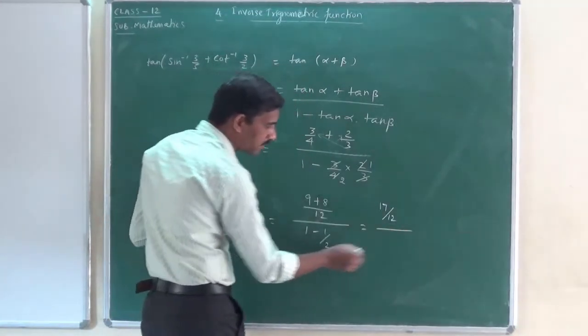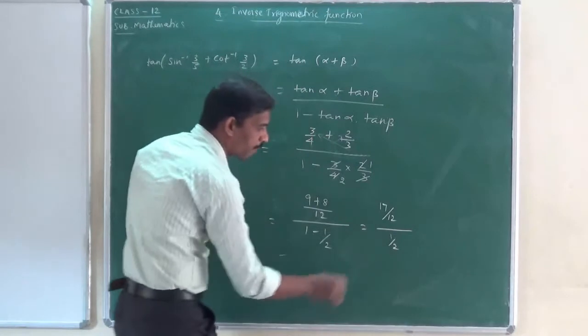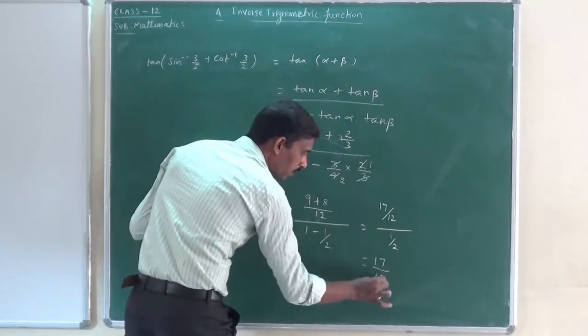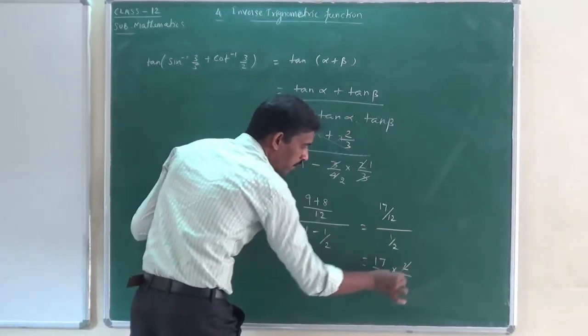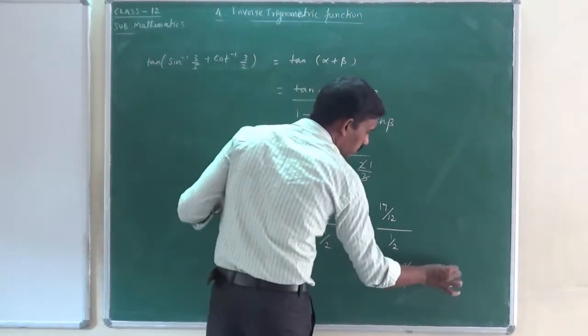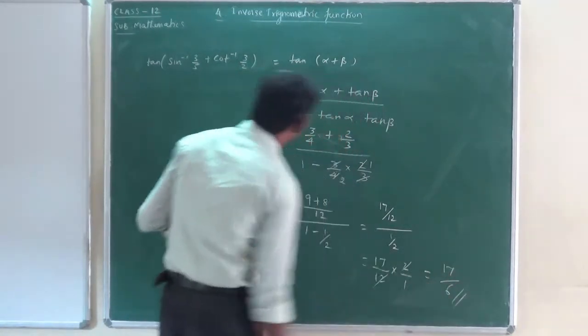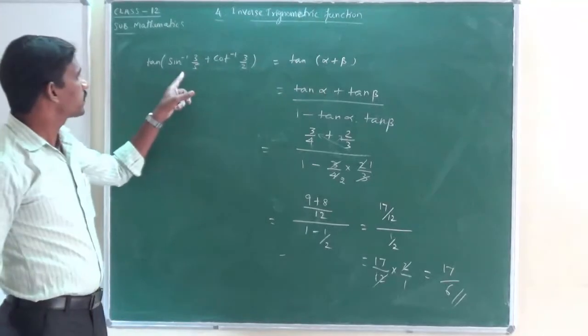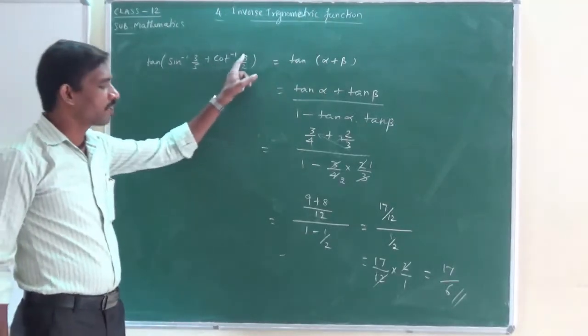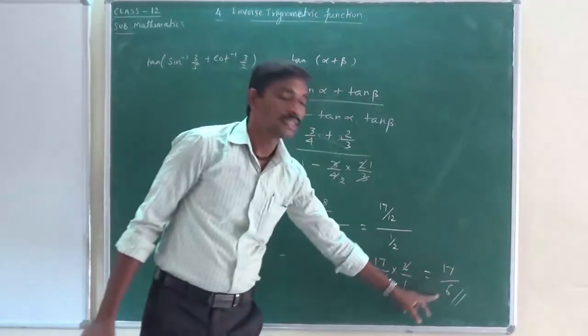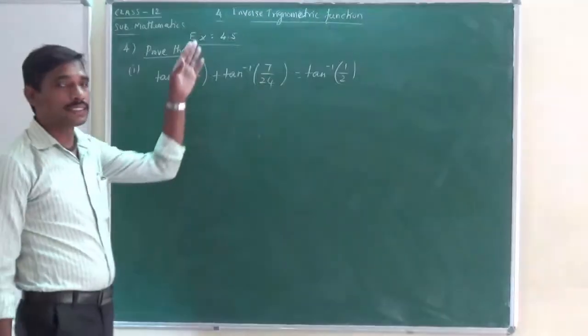In the denominator, 1 minus 1 by 2 is nothing but half. So 17 divided by 12, here 2 divided by 1 and it will be cancelled. So 17 divided by 6. Therefore, tan of sin inverse of 3 by 5 plus cot inverse of 3 by 2 is nothing but 17 divided by 6. This is exercise 4.5.